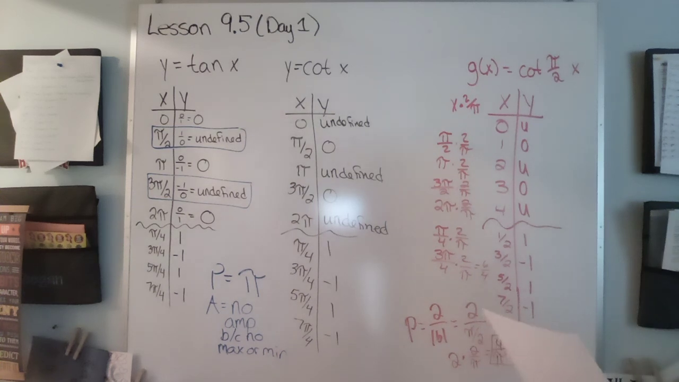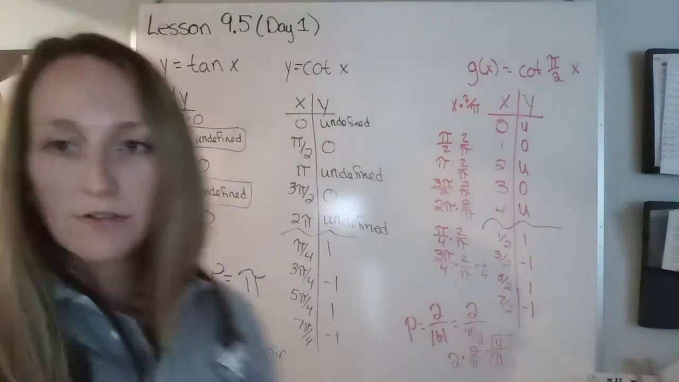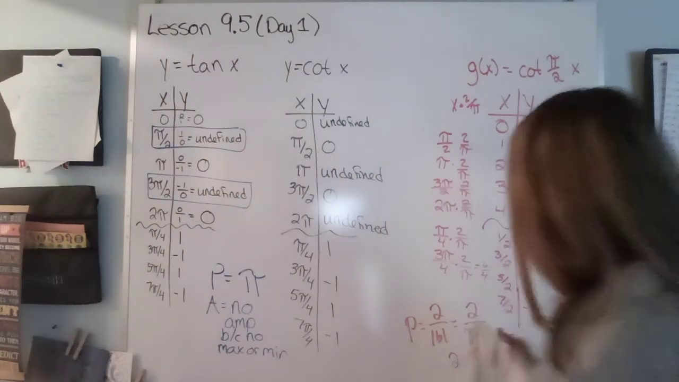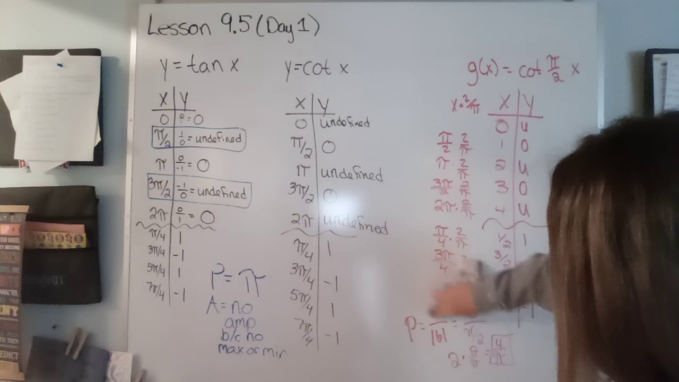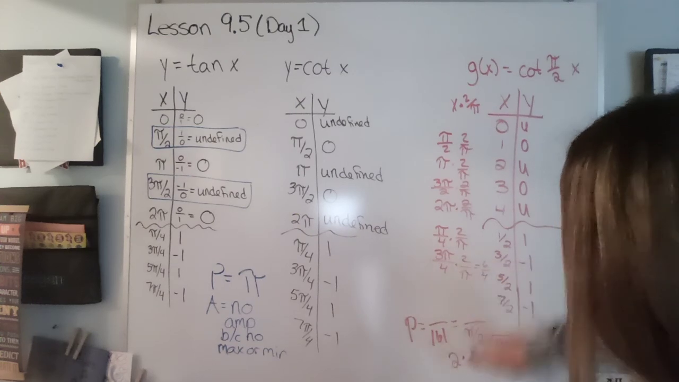What did I do wrong? Oh, I wrote it. Guys, made a mistake. Sorry. Let me backtrack. I wrote the wrong period. I don't know what I was thinking. It's not 2 over absolute value of b. It's pi over the absolute value of b.